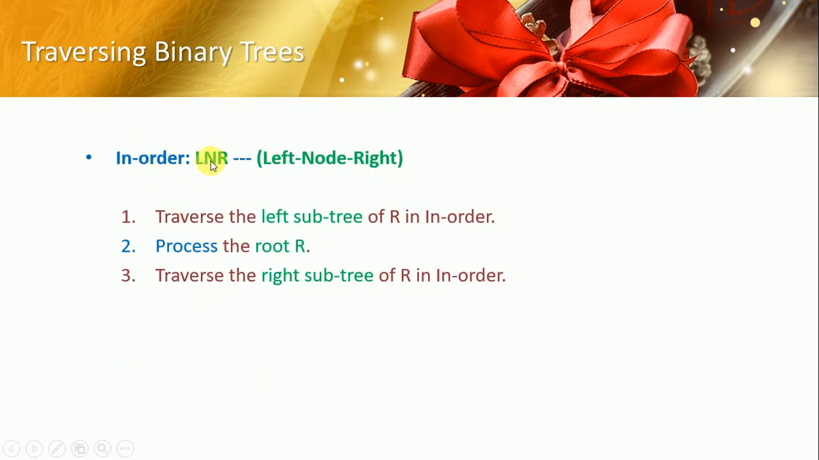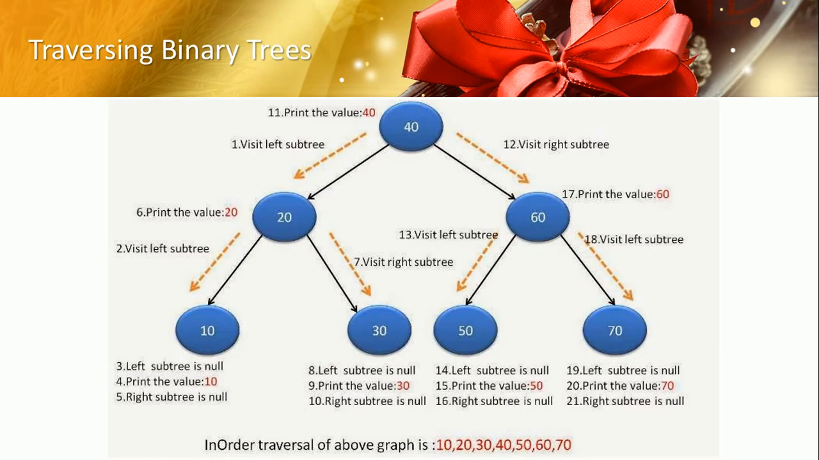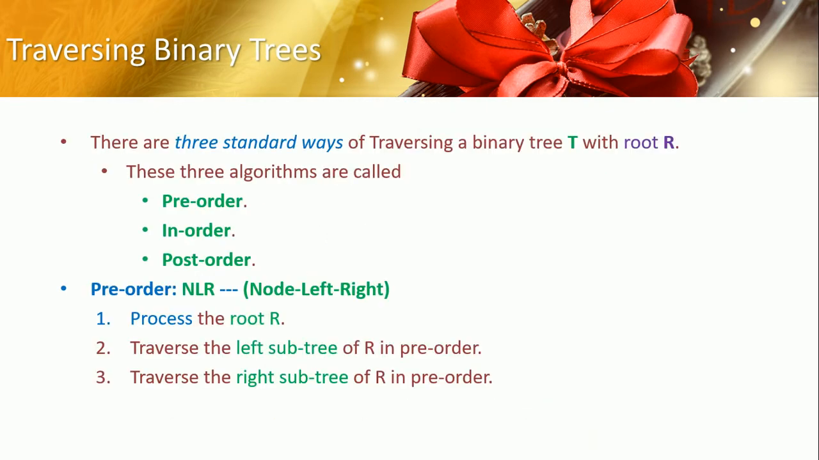The second one is the in-order. In-order will traverse the left subtree first, then process the node, and then the right subtree. And the last one is the post-order. In post-order, the left subtree will be processed first, then the right, and at the end the root node. So all three algorithms have the same structure: node, left, and right. Pre-order has the node in the first position, in-order has the node in the middle, and post-order has the node at the last.